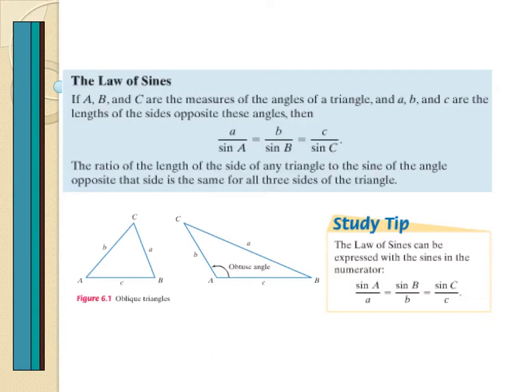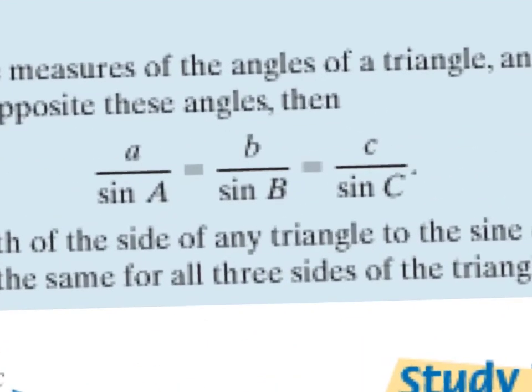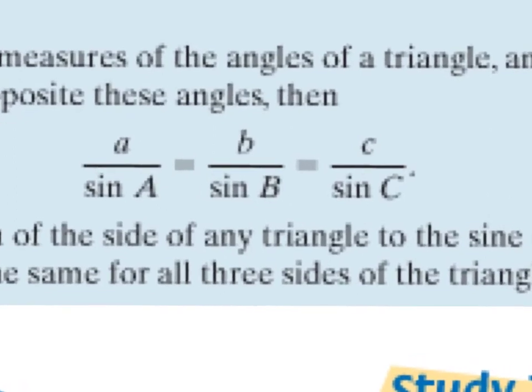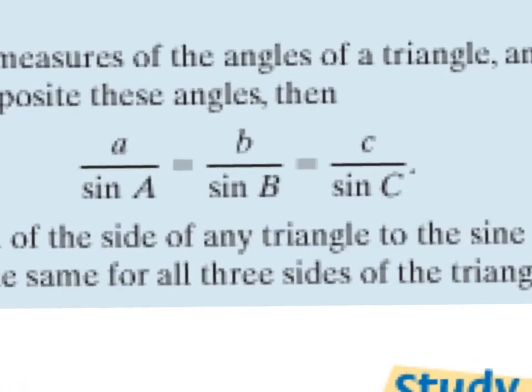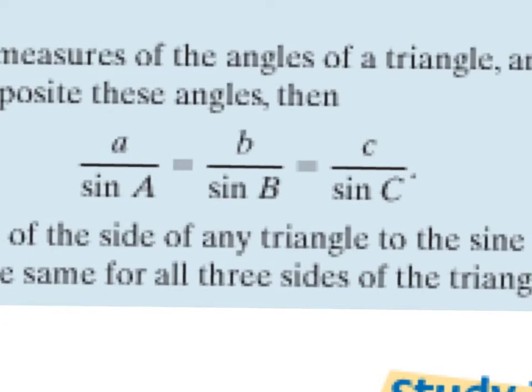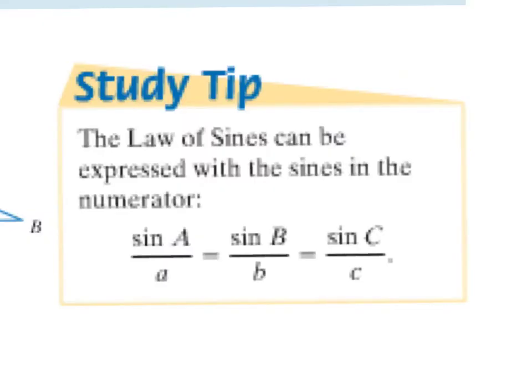If I have three angles, A, B, and C, and I have three sides that are opposite these angles, then my formula is the ratio of the length of the side of any triangle to the sine of the angle opposite the side is the same for all three sides of the triangle. So here's my formula. A over the sine of A equals B over the sine of B equals C over the sine of C.